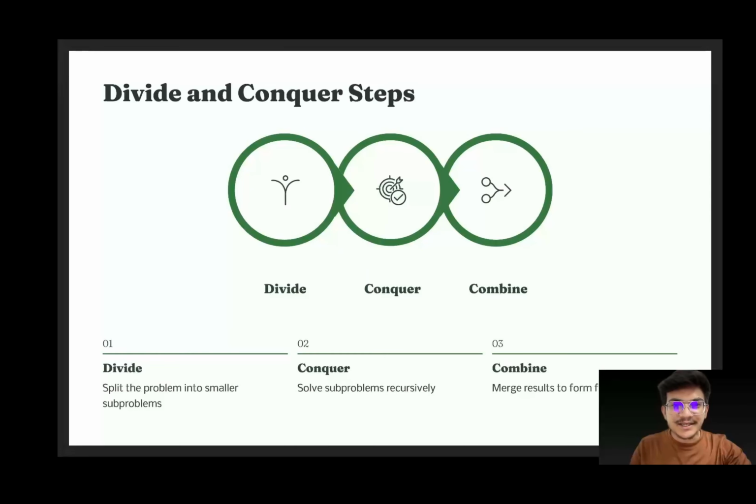So what are the steps in divide and conquer rule? There are three main steps in divide and conquer rule. First one is divide: split the problem into smaller subproblems. Second step is conquer: solve the subproblems recursively. And third step is merge the solutions to form the final answer. This approach is widely used in many efficient algorithms.